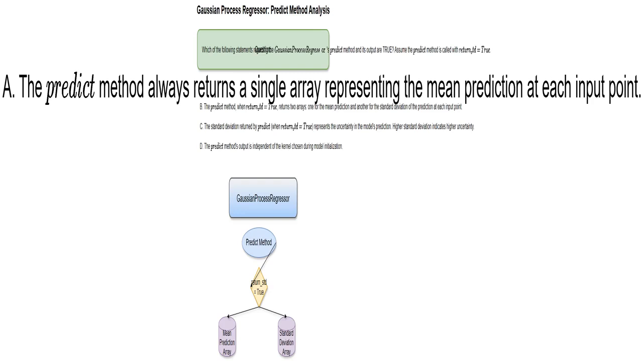I see this statement as incorrect. When you set return_std equals true, the predict method doesn't just give you one array, it gives you two. One for the average prediction and another showing how uncertain that prediction is.